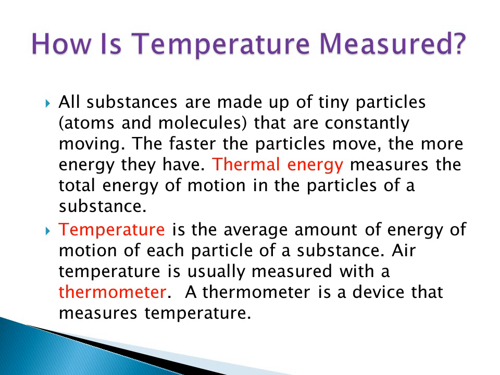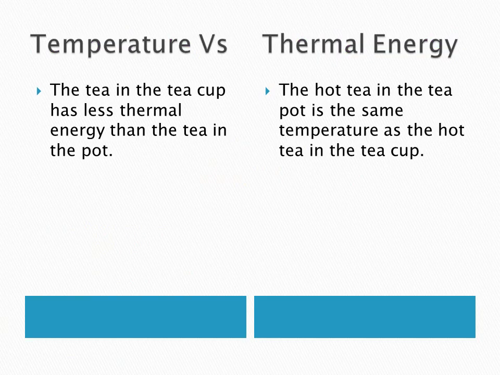First of all, you have to know that thermal energy means total energy of motion in the particles of a substance, and temperature is the average amount of energy of motion of each particle of a substance. Temperature is usually measured with a thermometer, and a thermometer is a device used to measure temperature. So you may be confused about temperature and thermal energy.